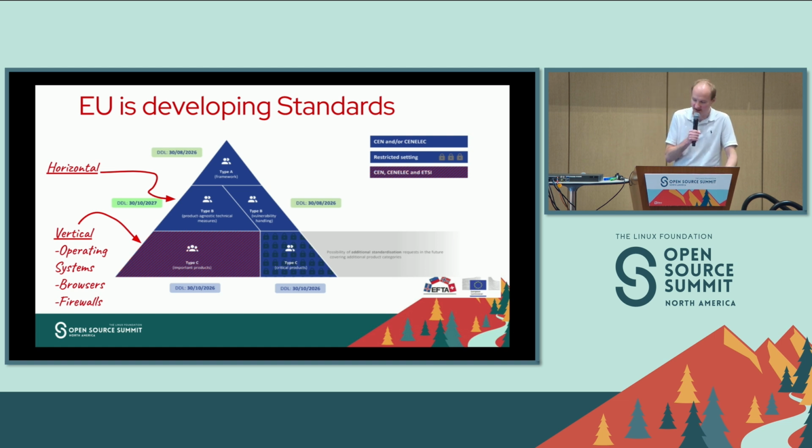Now that will be vertical standards, the bottom part of the diagram, which primarily will be for the classified products. Remember these classes, right? Important, critical. So for each of these verticals, for example, operating systems or browsers or firewalls, there are going to be separate vertical standards. That would give so-called presumption of conformity.